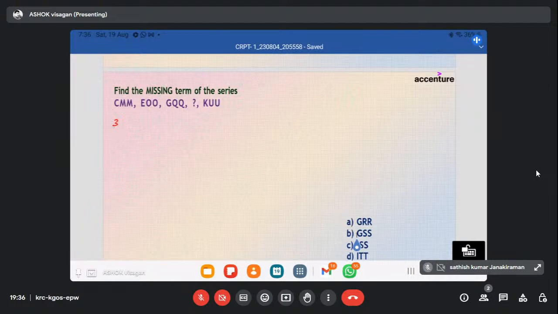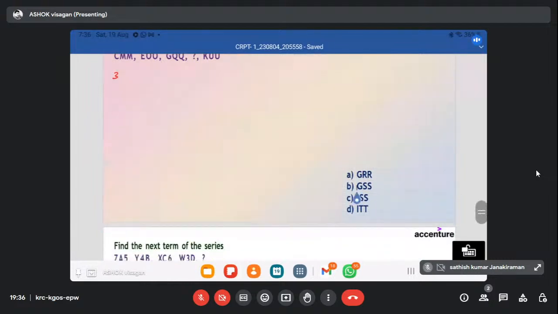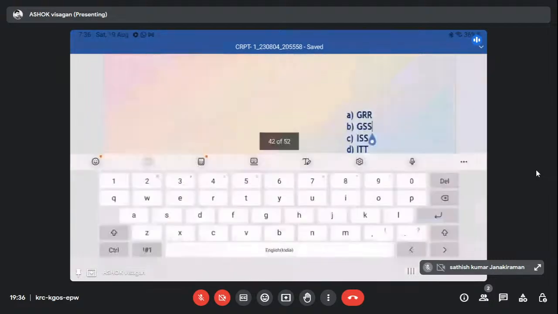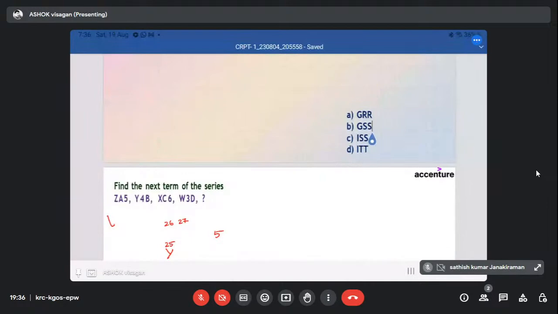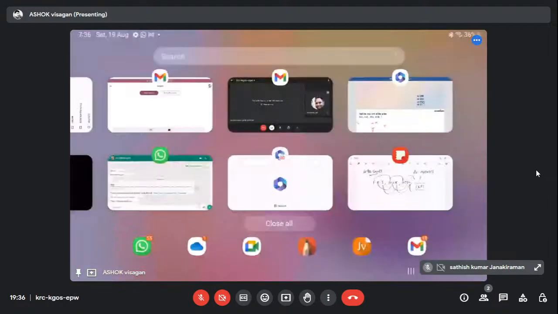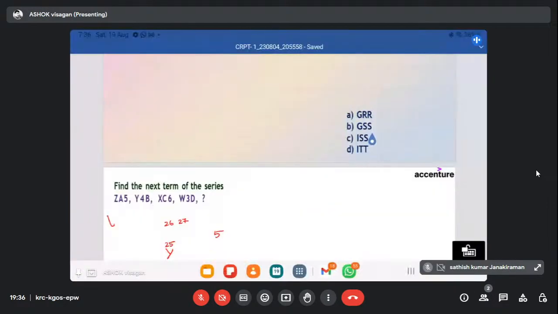And why is it CMM? Look at M, O, Q: M, N, O, P, Q, one letter is missing. So the next letter should be S. Your answer should end with SS. If you look at the options, two options end with SS. One is ISS, another one is GSS. We need to find the correct answer among them.